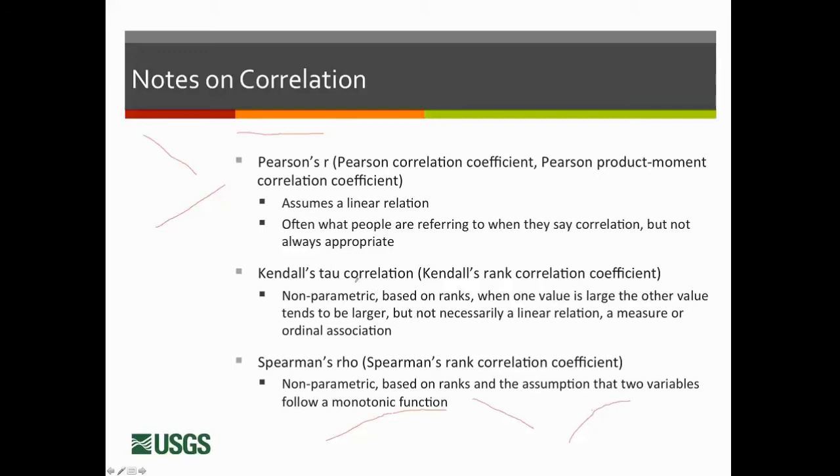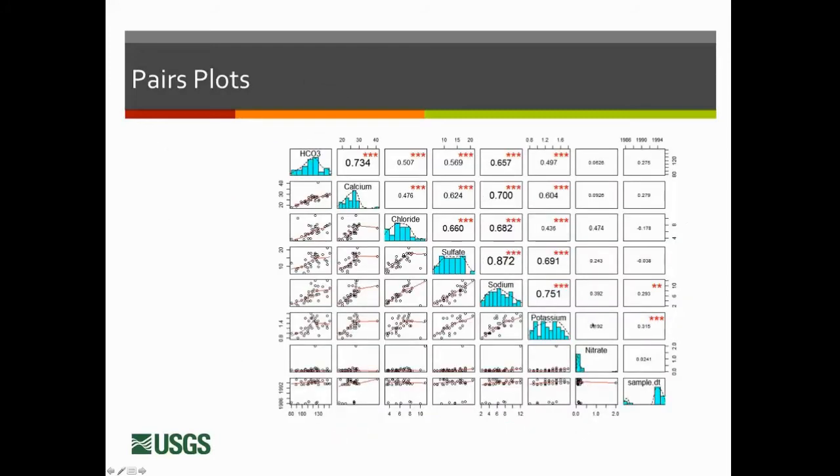Kendall's tau correlation assumes that the data have this general tendency: while one is large, the other tends to be large, and it can be used for data that has some curvature within it. It's not assuming a monotonic function, and it's not assuming a linear relation. So this is more of a general all-purpose measure of correlation, and that's what I used in here, although you can change this to use Pearson's or Spearman's.